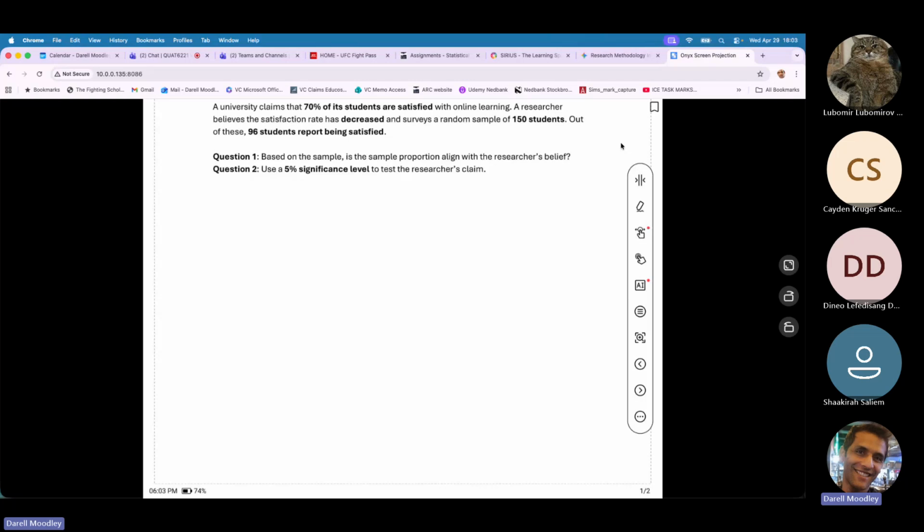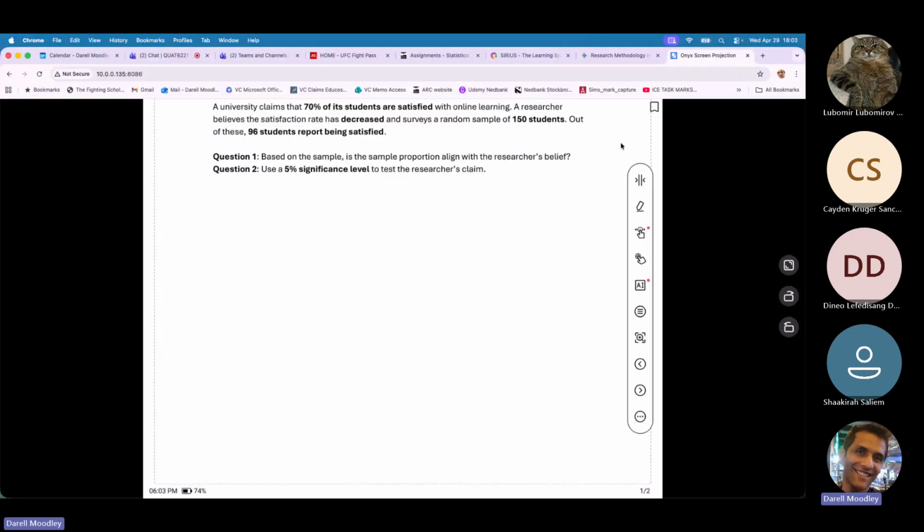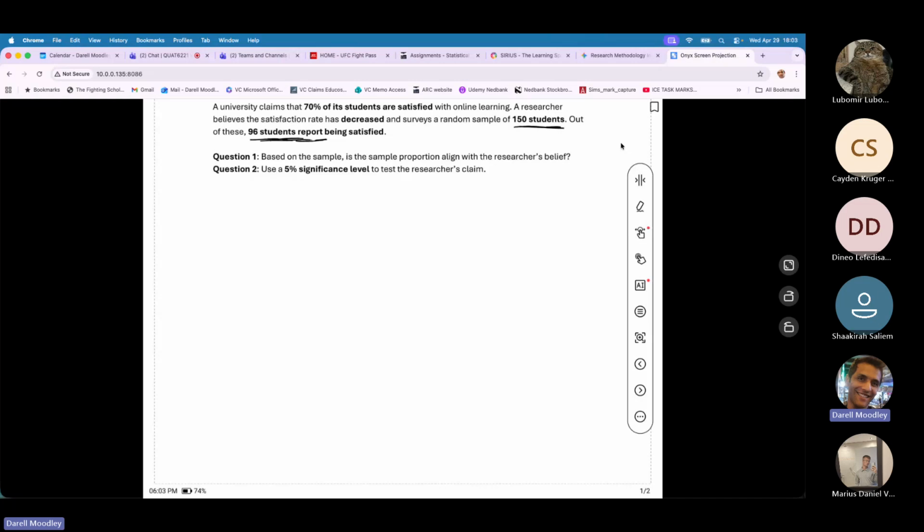Right now, if you were the statistician or the researcher and you collected this sample of 150 students and found that out of those 150, 96 of them are satisfied, just based on that, would you be inclined to believe the researcher's claim? Just forget the questions, question 1, question 2. All I'm asking is, the university claims that 70% of students are satisfied with online learning, so they're happy with online learning. But the researcher doesn't believe this. The researcher believes it's less than 70%. So what the researcher does is randomly sample 150 students, and finds that out of those 150, 96 say that they are satisfied.